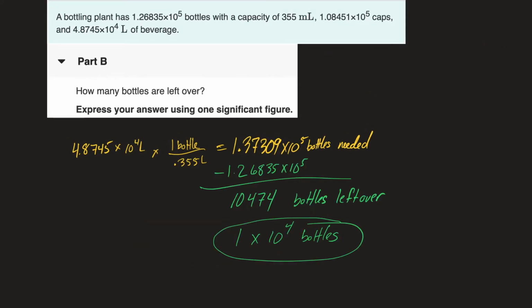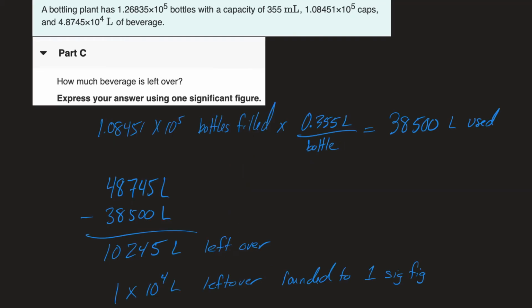In part B, then, we want to find out how many bottles are left over. And we're going to express that answer to one significant figure. That's kind of arbitrary. I'm not sure, other than they want you to practice rounding to the right number of sig figs. And so if indeed we need this many bottles, as we determined in part A, this yellow part here, and the 1.26835 times 10 to the fifth, that's the number of bottles we have. We have 10,474 left over. Rounding that to 1 sig fig, we're going to get 1 times 10 to the fourth bottles.